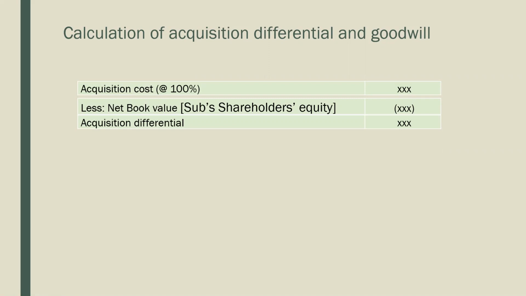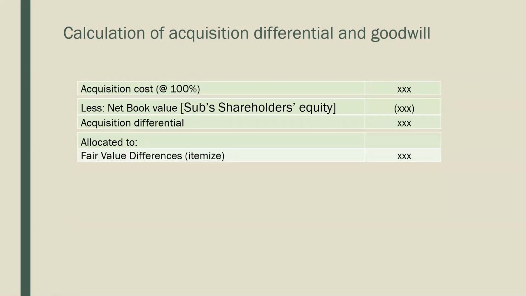This acquisition differential is allocated to fair value differences for all the identifiable assets and liabilities. Acquisition differential minus the amount for fair value differences equals goodwill. And it's important to keep in mind that goodwill cannot be negative. If you ever get a negative amount for goodwill, then that negative amount will be immediately recognized as a gain on acquisition. So the lowest amount that goodwill can go to is 0. Goodwill cannot be negative.